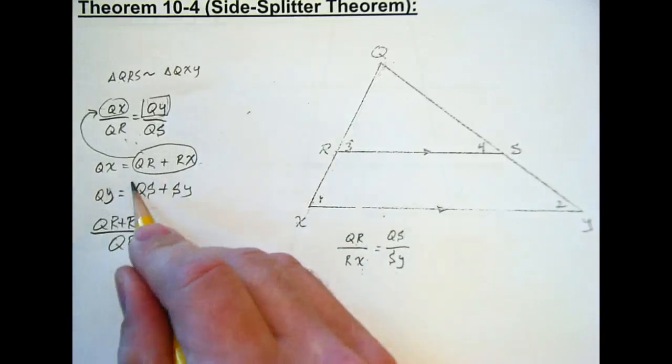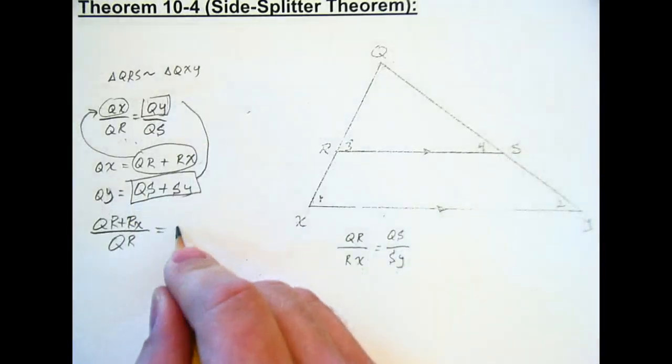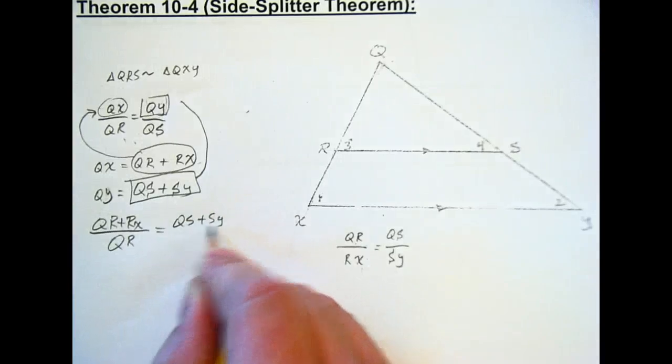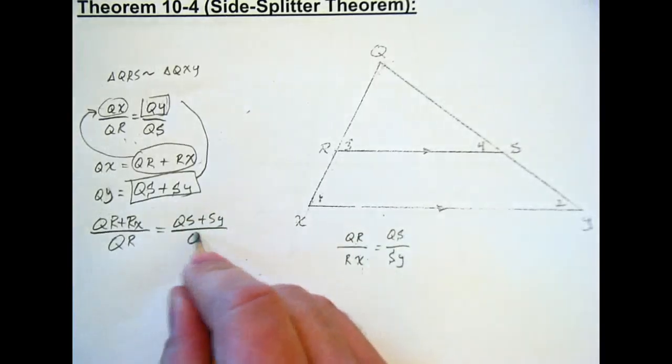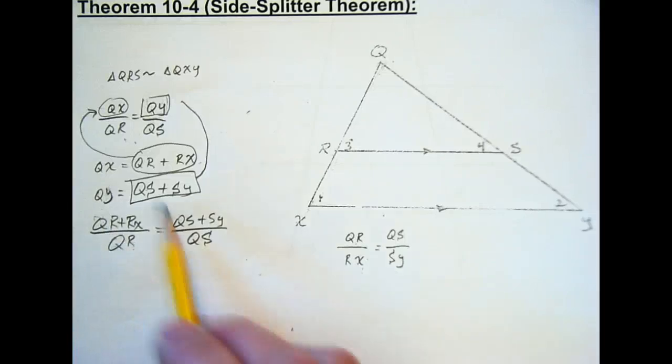Equals, and then let's substitute this in for that. So that now gives us QF over QS. How many are with me right now? Okay, now from here, can we just cancel QRs? No, you've got to cancel the whole thing.